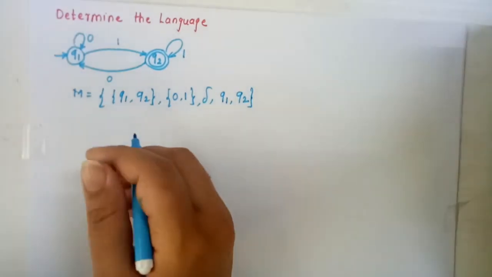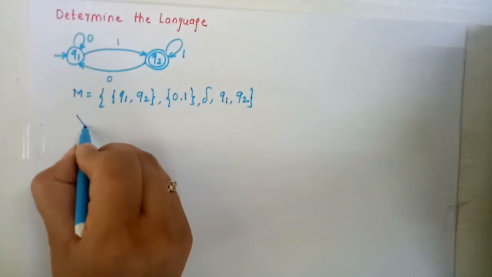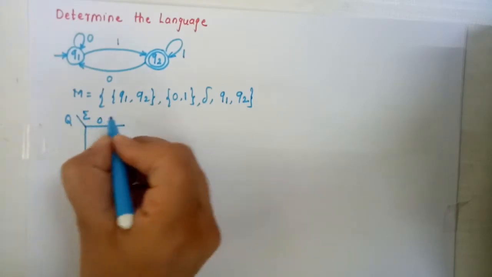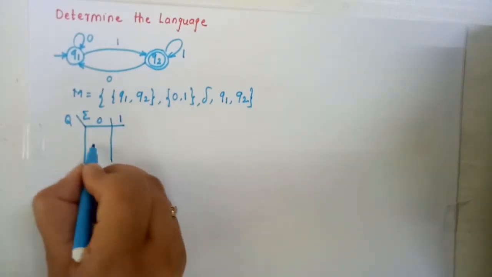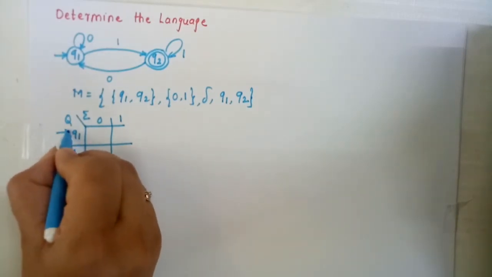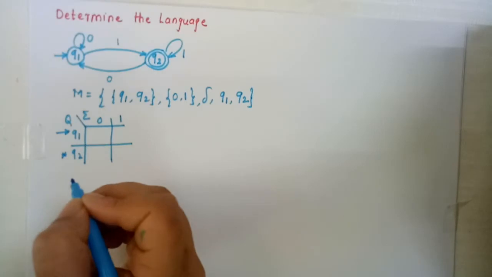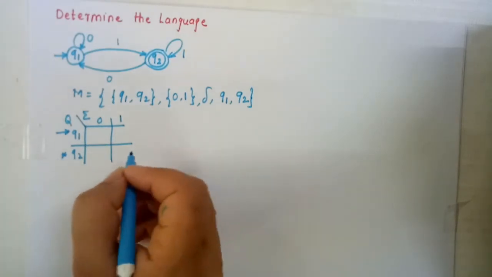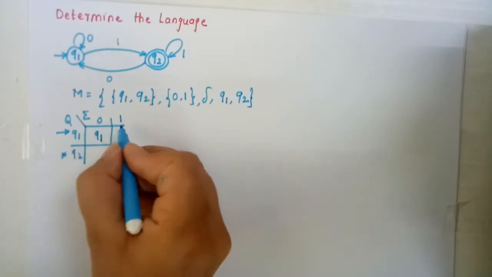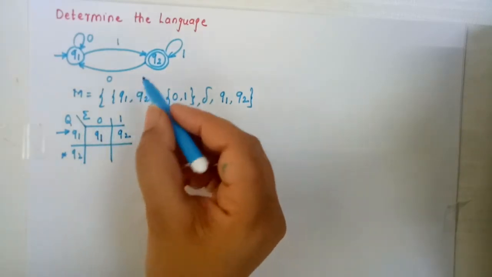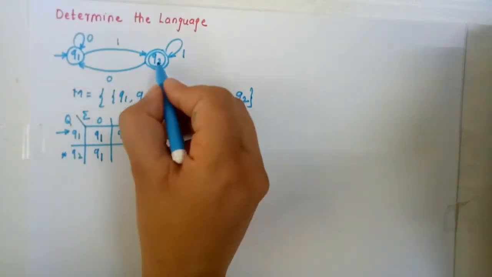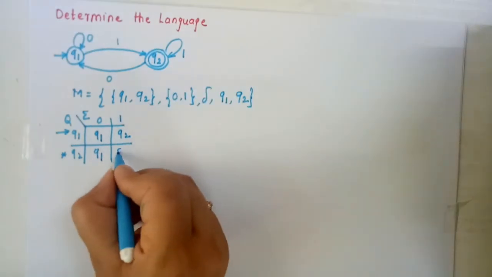Now prepare the transition table. In the transition table, the states against the input alphabet 0 and 1. q1 state, q2 state. q1 is the initial state, q2 is your final state. Final state is represented by a star. q1 on symbol 0 goes to the q1 state. q1 on symbol 1 goes to the q2 state. Again q2 on symbol 0 goes to the q1 state. Again q2 on symbol 1 is a self loop on q2.